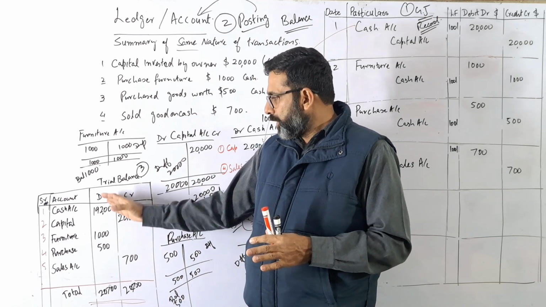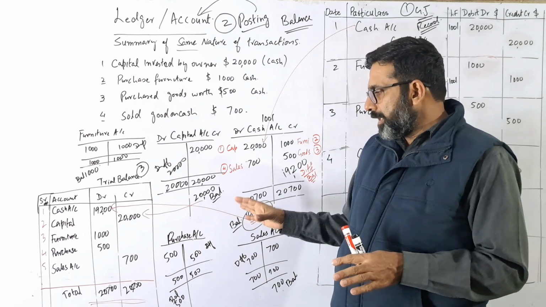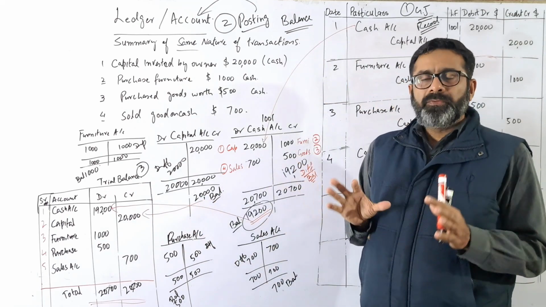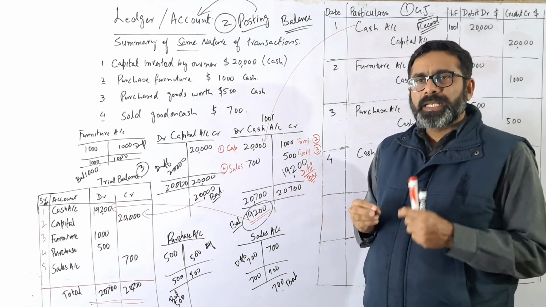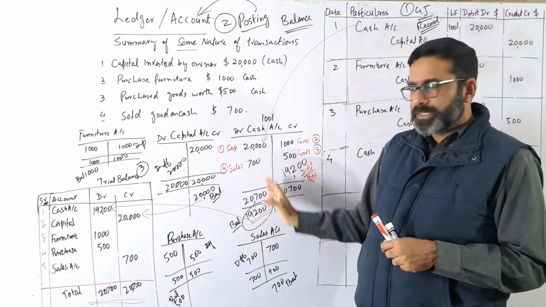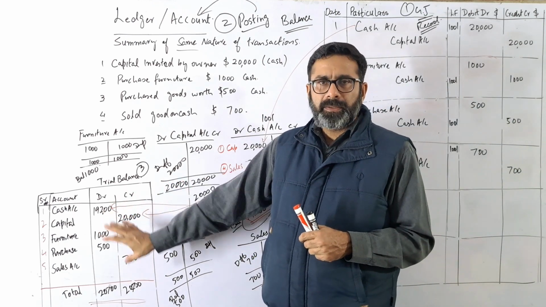Of the 5 accounts, 3 accounts have a debit balance and 2 accounts have a credit balance, and then the debit and credit balances are equal. So this is the basic concept. We have done the basic 3 steps in accounting: recording of the transaction, posting the transactions, then getting the balance, and from that balance preparing the trial balance.